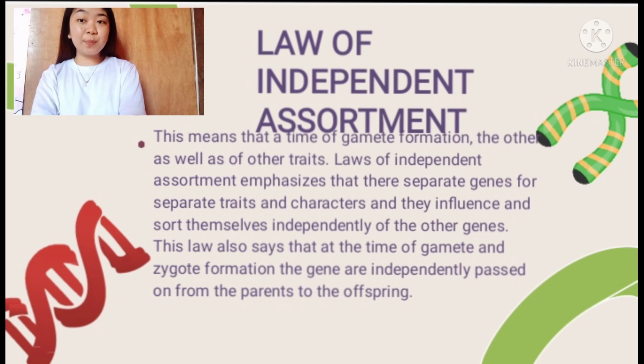So, what is the law of independent assortment? This means that at the time of gamete formation, the two genes segregate independently of each other as well as of other traits. The law of independent assortment emphasizes that there are separate genes for separate traits and characters, and they sort themselves independently of the other genes. This law also says that at the time of gamete and zygote formation, genes are independently passed on from the parents to the offspring.